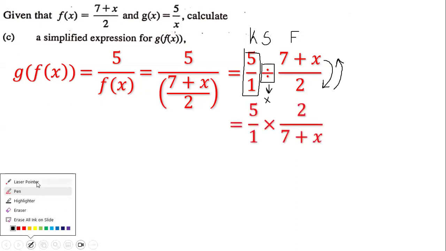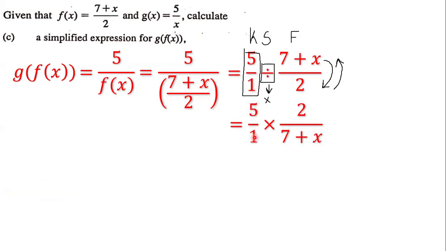Again, what keep, switch, and flip means: we keep 5 over 1, we switch the division sign into a multiplication sign, and we flip. We put the numerator, 7 plus x, at the bottom, and the denominator, 2, at the top. And so we have 5 times 2, which is 10. We have 1 times (7 plus x), which is simply 7 plus x. And so what we have is 10 over (7 plus x). That's a simplified expression for g of f of x.